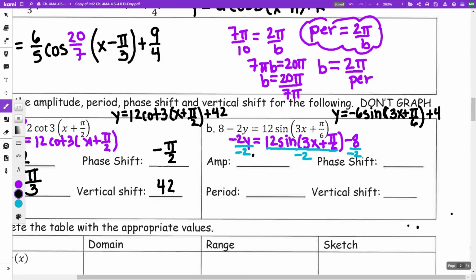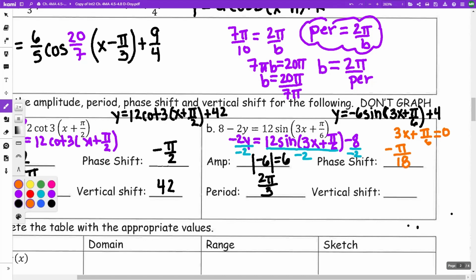So my amplitude is going to be the absolute value of a -6, which is 6. My period for everything but tangents and cotangents is always 2 pi divided by my b, so 2 pi thirds. My phase shift, I'm going to actually take 3x plus pi over 6, set it equal to 0 and work it out. So I'm going to be subtracting pi over 6, which is going to be a negative pi over 6. I'm going to divide by 3. And when I do that math, I'm going to get a negative pi over 18. And then my vertical shift is 4. Okay, last part here.